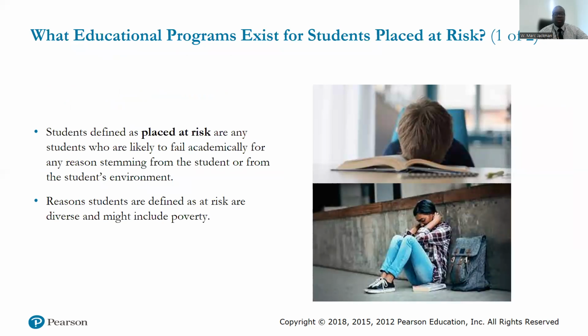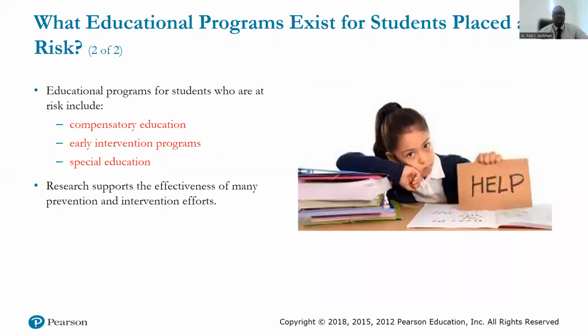Okay, so there are some education programs that exist for students who are at risk for failure, at risk for dropping out of school. Many times students who are at risk are diverse and might be students who are facing dire socioeconomic circumstances. So we have compensatory education, early intervention programs, and then we have special education programs. Yes, so the at-risk educational programs will include compensatory education, early intervention programs, and sometimes special education. And these students, of course, need special assistance.